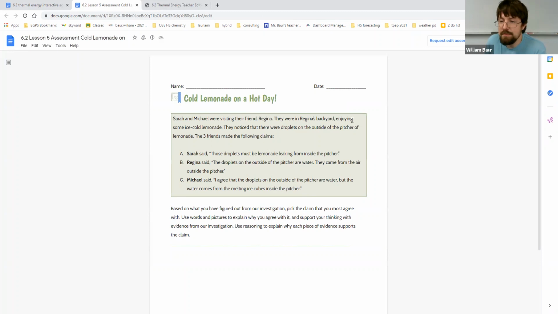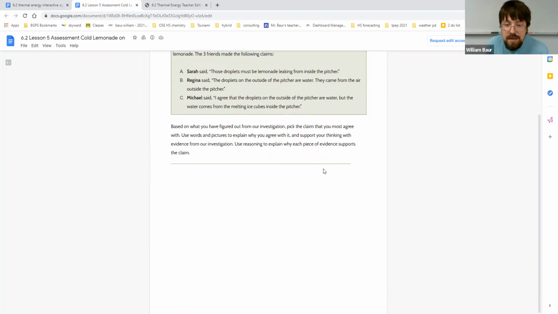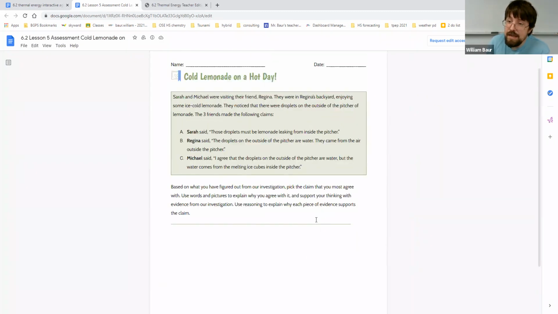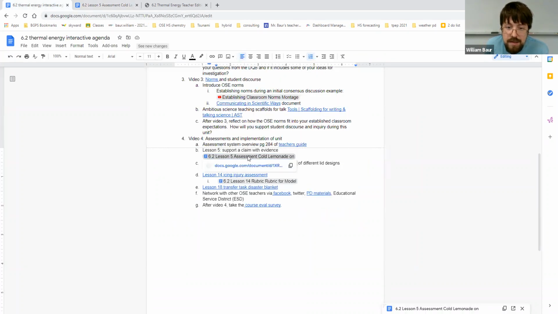Okay, so this makes me think of the Page Keeley probes, where you have 3 students talking and you have to figure out which one you agree with and why, and support it with evidence. What you're asking students to do is really apply the data that they collected from their investigations in the previous 4 lessons to determine which claim has the most evidence. Okay, so that's lesson 5.